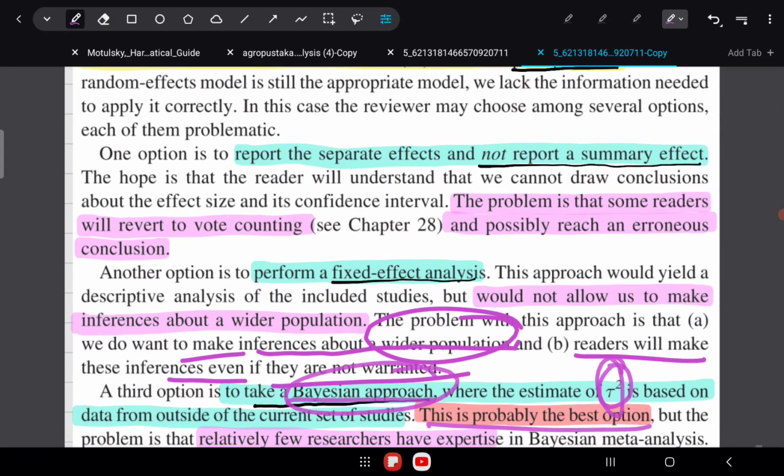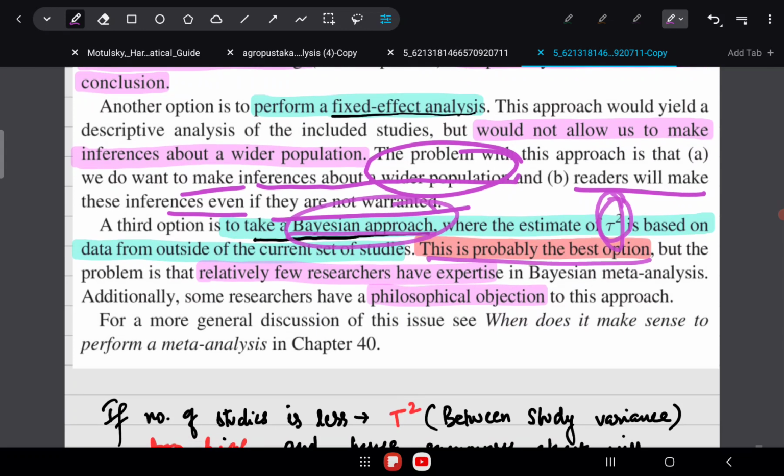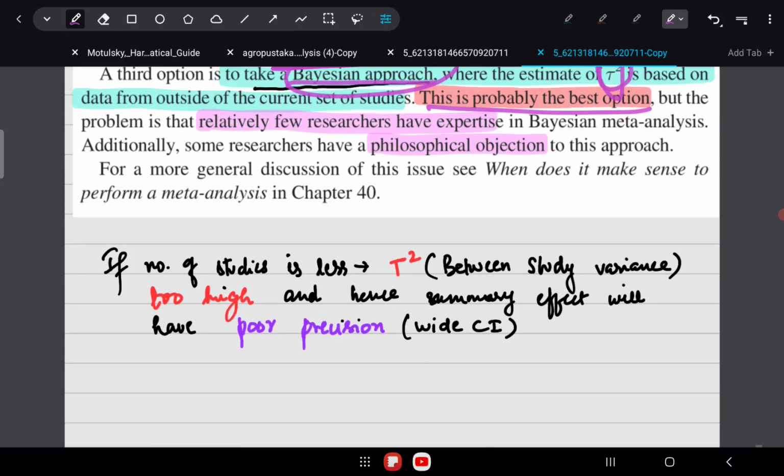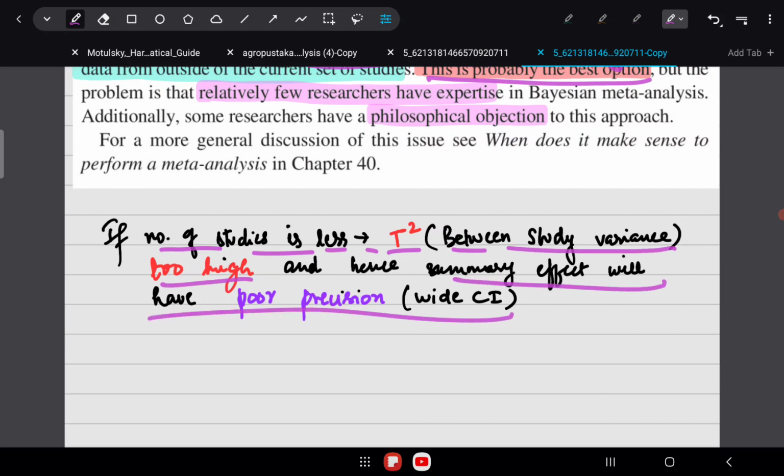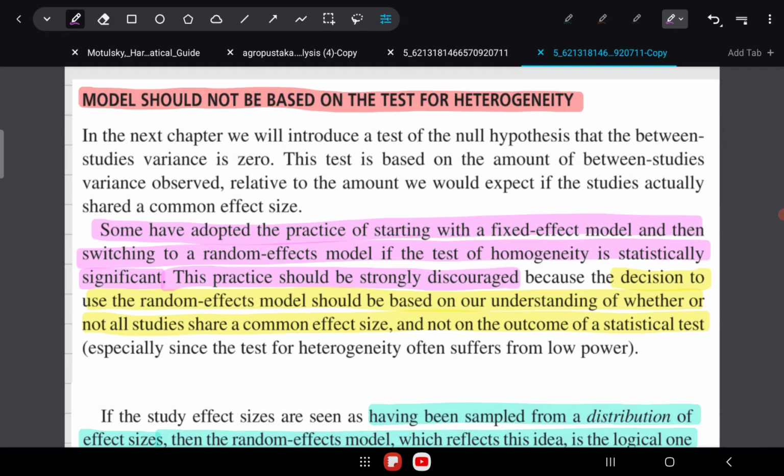meta-analysis where the tau square or between study variance is calculated from data outside the current studies is probably the best approach. So if the number of studies is too small, tau square, that is between study variance, will be too high, and the summary effect will have poor precision. So that is the problem we encounter when we try to do random effect modeling with too few studies.